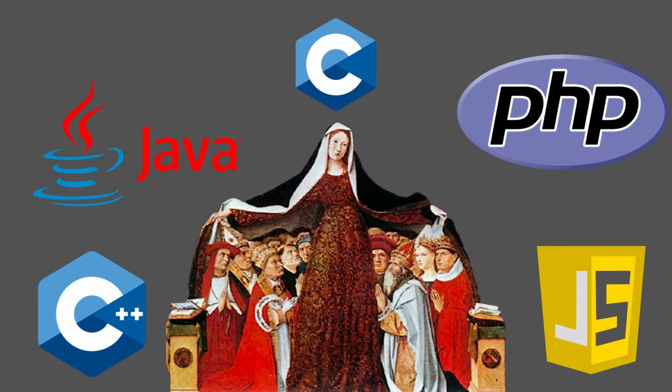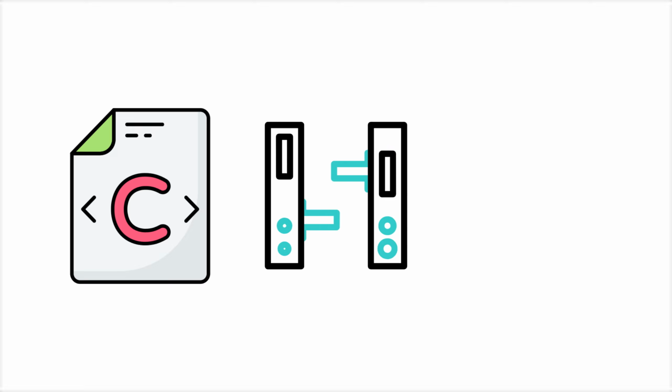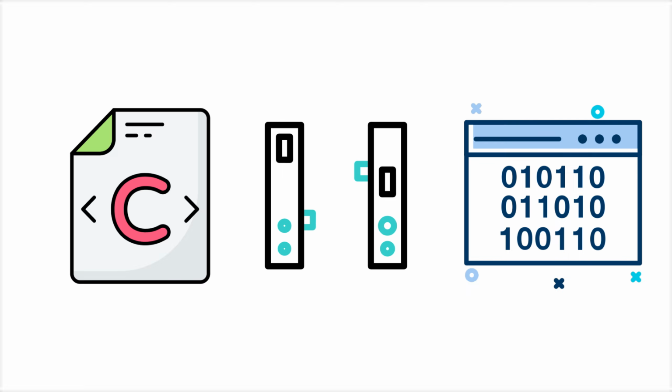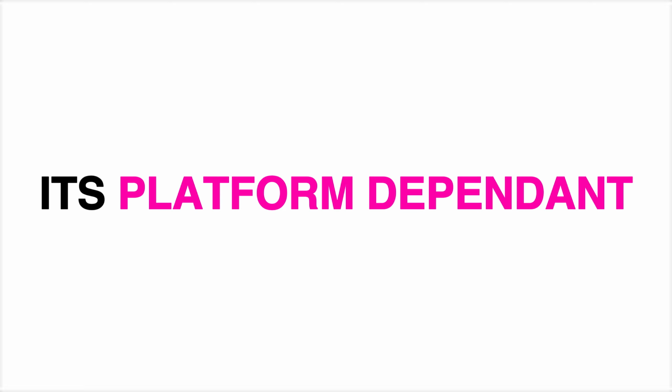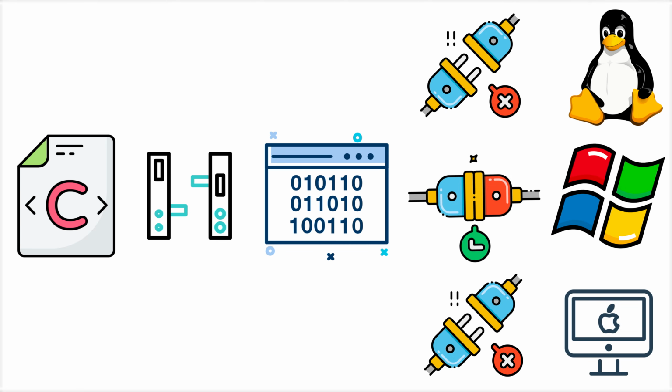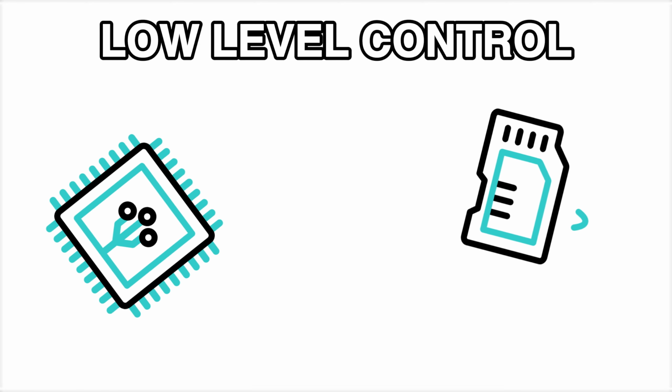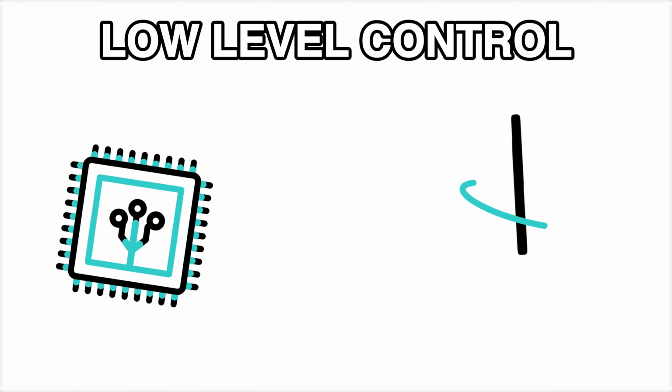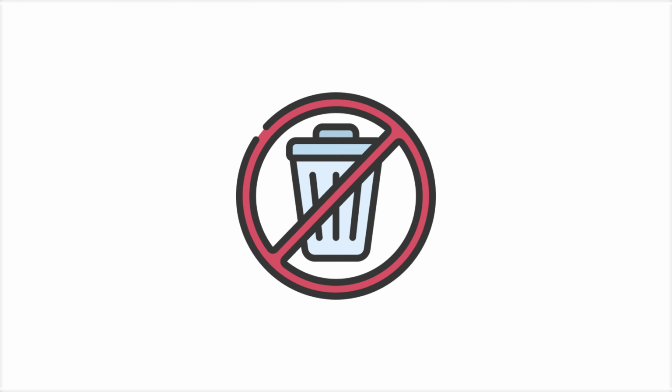of all languages. C compiles directly to machine code, making it fast and efficient. However, it's platform-dependent, meaning the executable is tailored to run on a specific operating system. C offers low-level control over memory and hardware. But that comes with responsibility. There's no garbage collector, so you'll need to manage memory yourself.